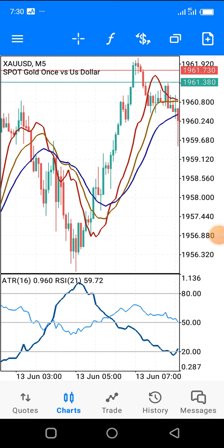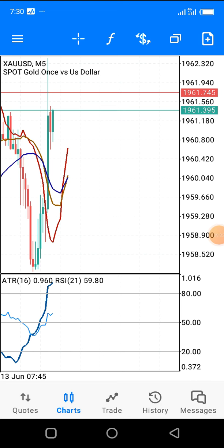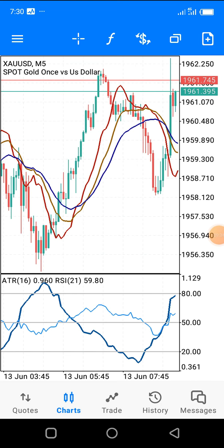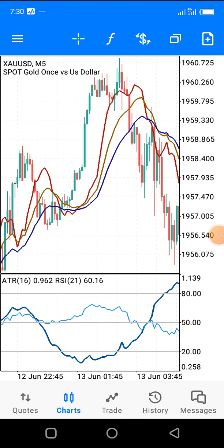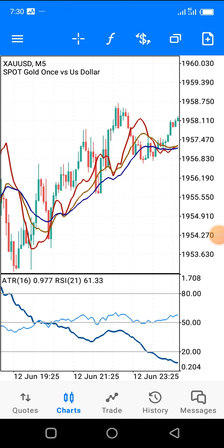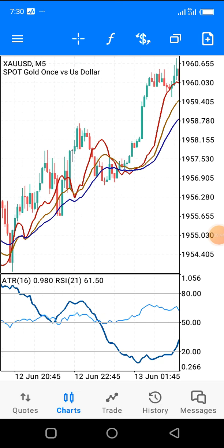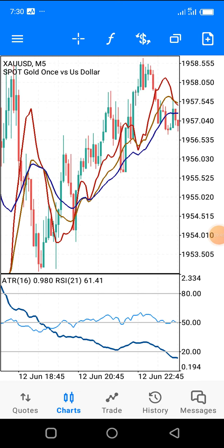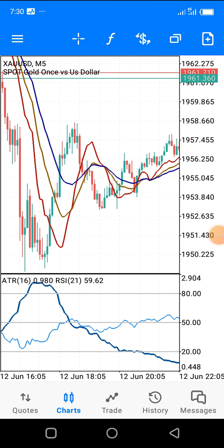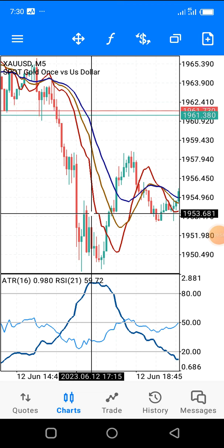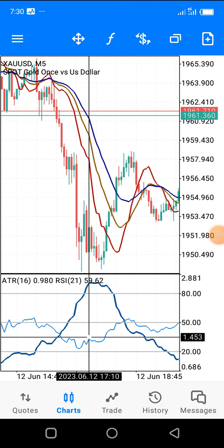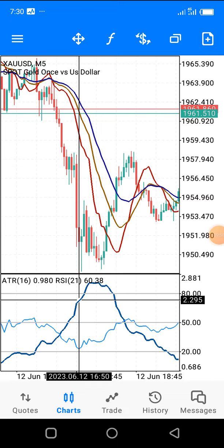So this strategy works for all financial assets. It works for currency pairs, gold, indices, but it doesn't work for volatility index or synthetics, because it's a bit tricky on those. But it works for indices, US stocks, and also for gold. So that is everything about the strategy. Just take note: the RSI is a momentum indicator, while the ATR is a volatility indicator.